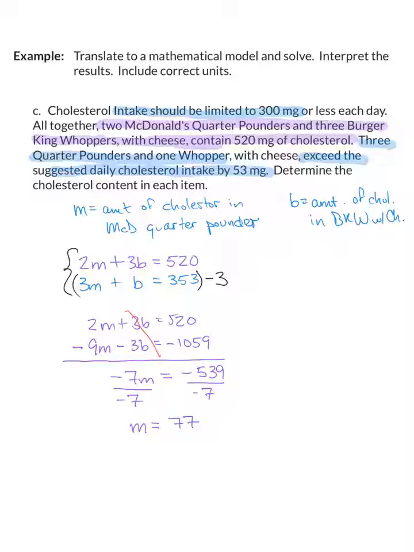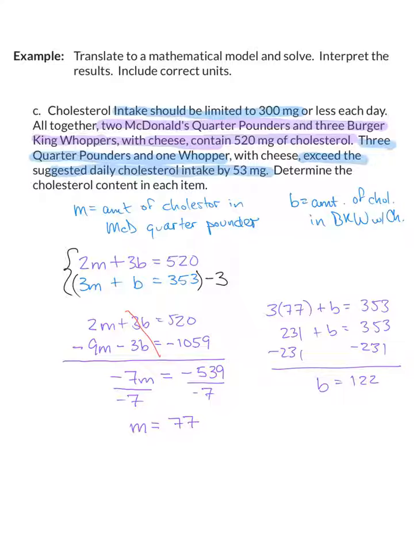So from here, to figure out b, we want to take this number, plug it back into an original equation. I'm going to go with the second one. Looks a little bit easier. And if we plug in 77, we get 3 times 77 plus b equals 353. 3 times 77 is going to be 231 plus b equals 353. And if I subtract 231 from both sides, I get b equals 122.